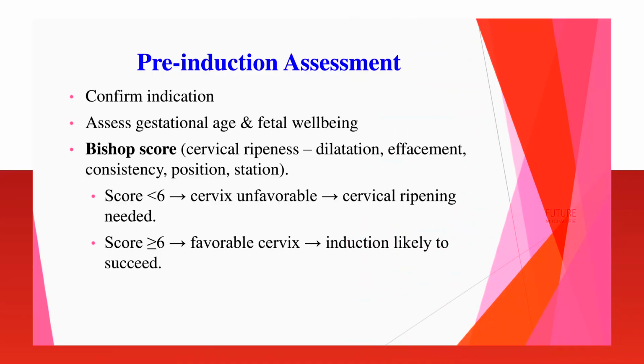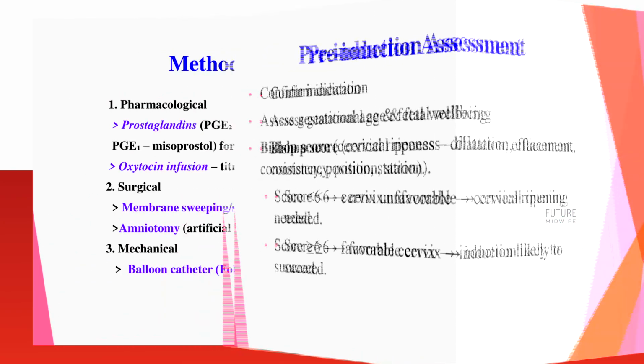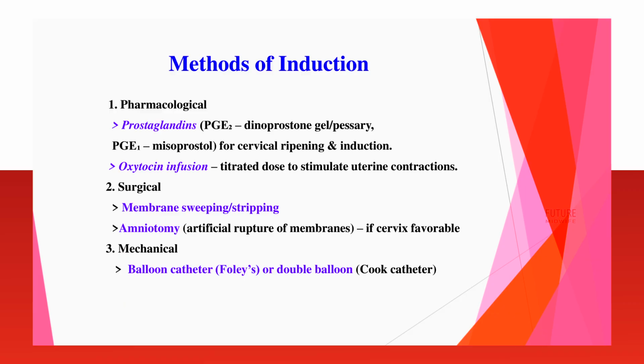Before moving to the induction procedure in detail, we will see the pre-induction assessment, which includes confirming the indication. Next is to assess the gestational age and fetal well-being. Next, very important, find out the Bishop's score. If the Bishop's score is less than 6, which indicates the cervix is unfavorable for induction, then we have to go for an intervention in order to ripen the cervix. If the Bishop's score is more than 6, which indicates the cervix is favorable for induction, then we can move on to the induction procedure. Here I will explain the methods of induction.